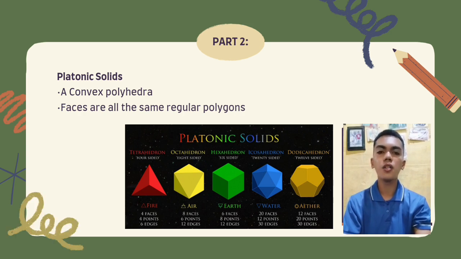Number 1, tetrahedron, made of 4 pieces. Number 2, cube or hexahedron, 6 square pieces. Number 3, octahedron, 8 triangular pieces. And number 4, dodecahedron, 12 pentagonal pieces. And last, number 5, is icosahedron, 20 triangular pieces.